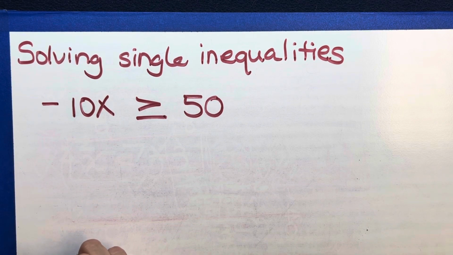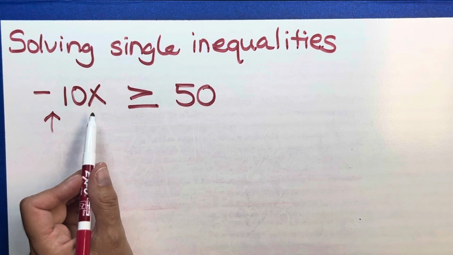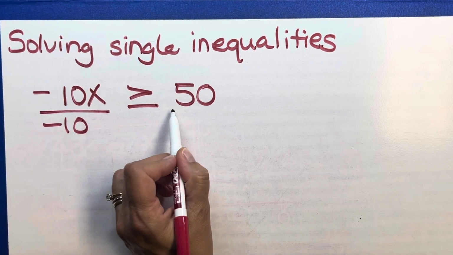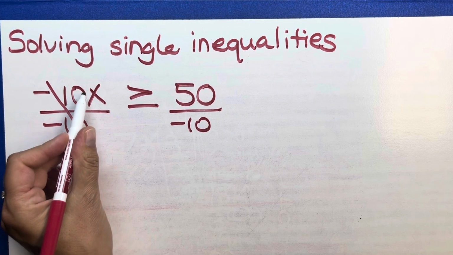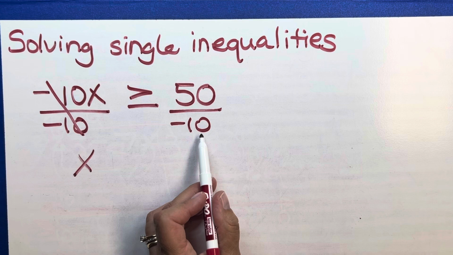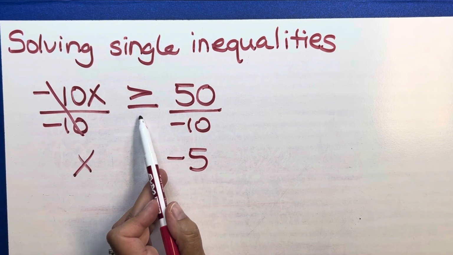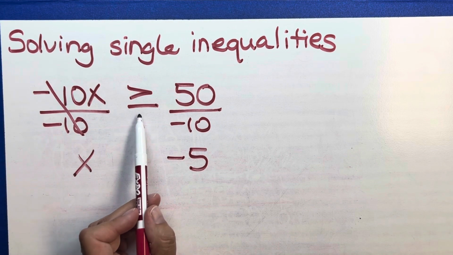Now, I chose this because something special happens when you have a negative coefficient with your variable. And we're going to talk about that just in a moment. Now, if I'm solving this like I would an equation, what I normally would do is I would divide by a negative 10, right, to get this to cancel out, and I would have my x left over. Over here, I would do 50 divided by negative 10. I would get negative 5. But when it's an inequality and you divide or multiply by a negative, you change the direction of the inequality.